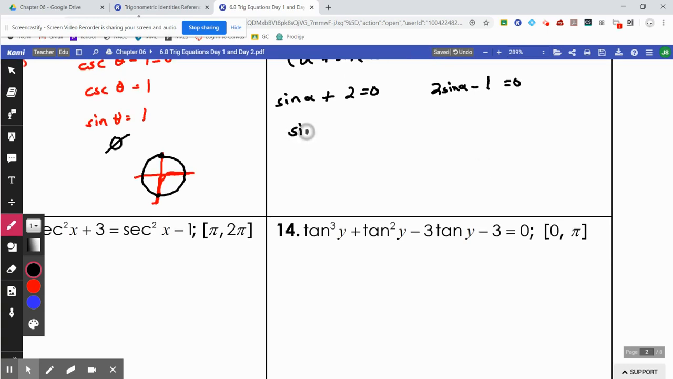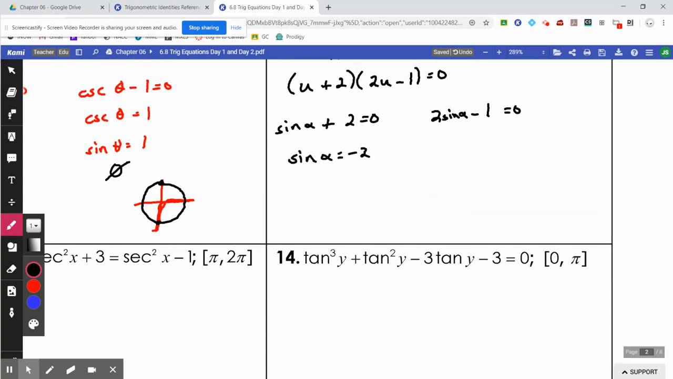Isolate each, so you have the sine of alpha, move the 2 over, is negative 2. Move the 1 and the 2 over, and that gives you the sine of alpha equals 1/2. Now, you can remember this from the unit circle, from your tables, or your graphs even. Sine has a range between -1 and +1. Before I even try to work this out, I already know it has no solution. There's absolutely no way that sine can be -2. It's outside of its range.